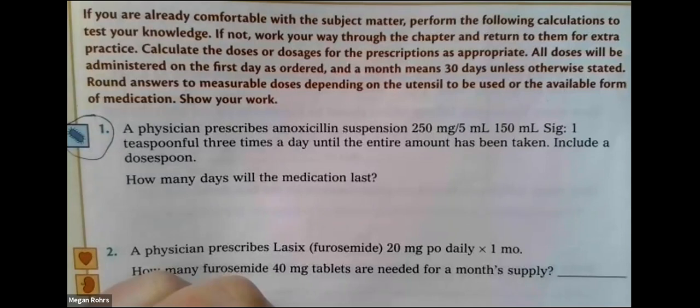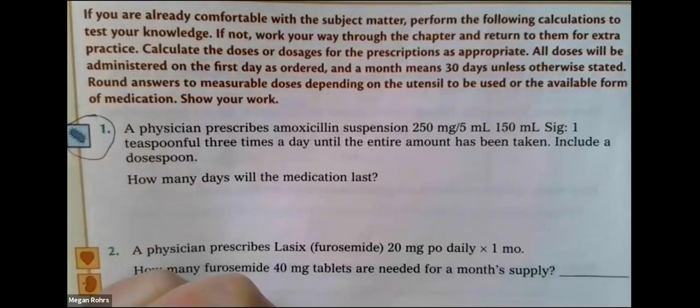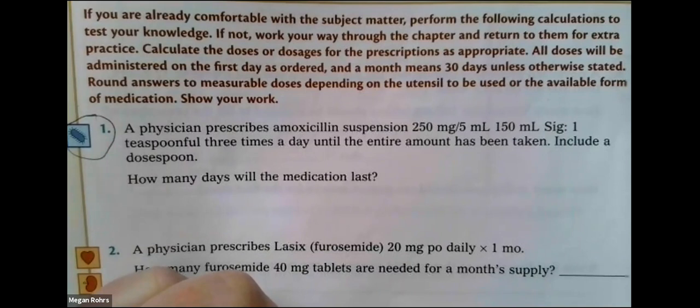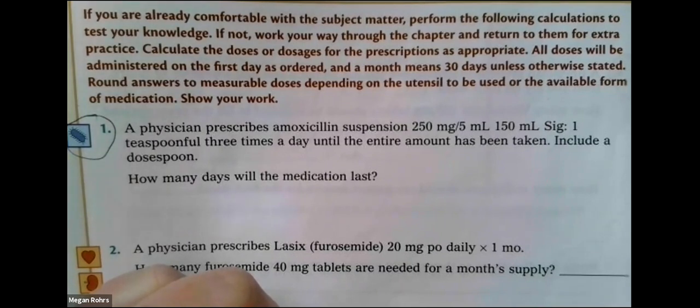Okay, I'm looking at number 1 on the pretest, still on page 281. A physician prescribes amoxicillin suspension, 250 milligrams per 5 ml, 150 milliliters, and we have a sig for 1 teaspoon 3 times a day until the entire amount has been taken. Include a dose spoon. How many days will the medication last?